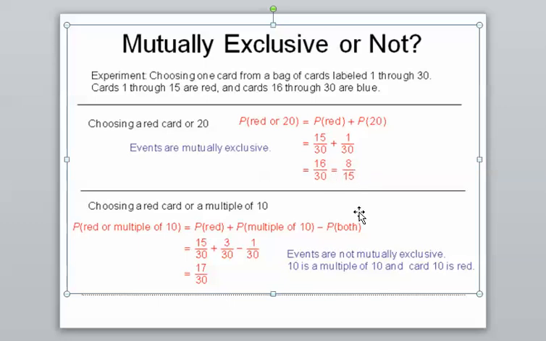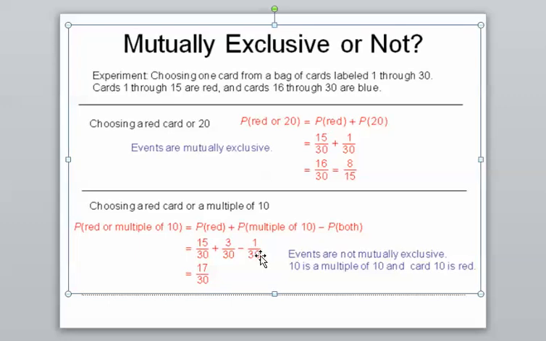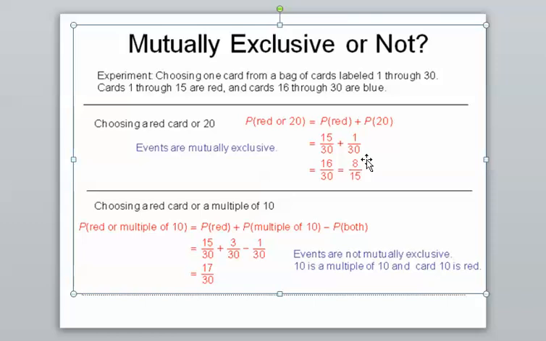Down here, probability of getting a red, 15 out of 30. The probability of getting a multiple of 10, that's 3 out of 30. But one of them was already a red card, so you had to subtract that one probability of getting that one red card that was in both red and in the multiple of 10. And so you get 17 out of 30. So which is greater? This is a greater probability up here than this one down here.